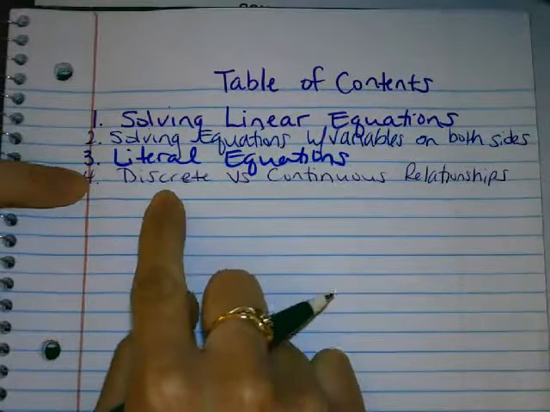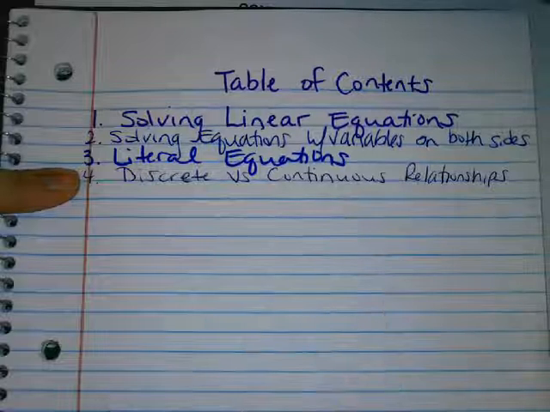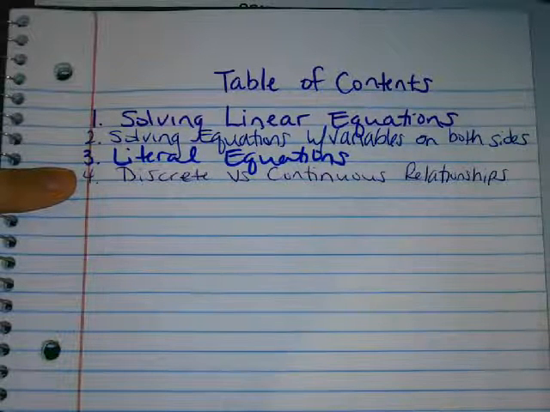Fourth entry in your notebook should be discrete versus continuous relationships. Okay, go on and write that in and turn to the next blank front page. And then title it and get your date on there for me, please.